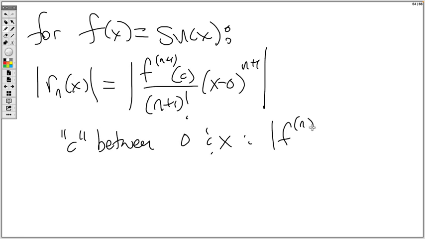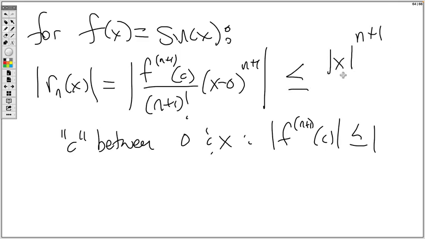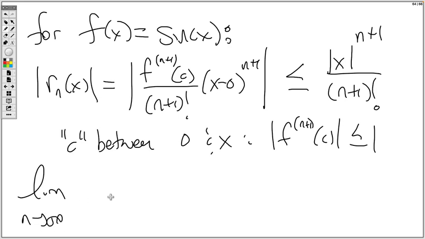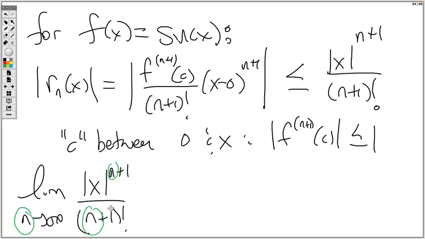But the derivative here is always bounded by 1. So this is always less than or equal to the absolute value of x to the n plus 1 over n plus 1 factorial. And so now, if we look at the limit, as n runs off to infinity, of the absolute value of x to the n plus 1 over n plus 1 factorial, remember, we're taking a limit on who here? We're taking a limit on what? N. We're not taking a limit on the x. The x is fixed. You with me?